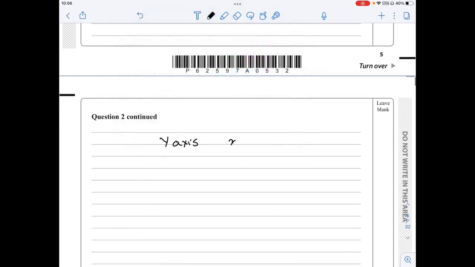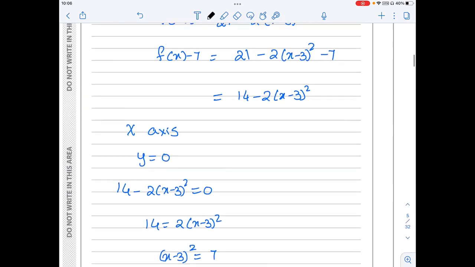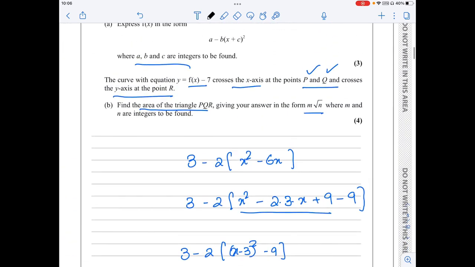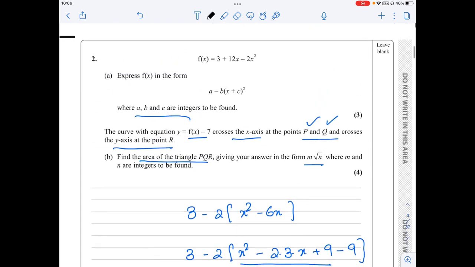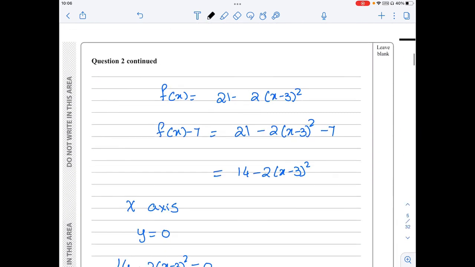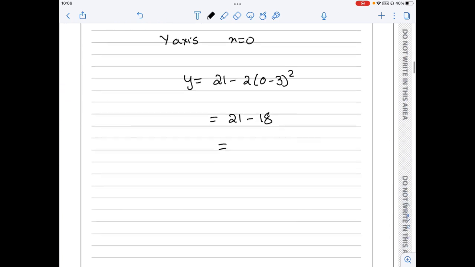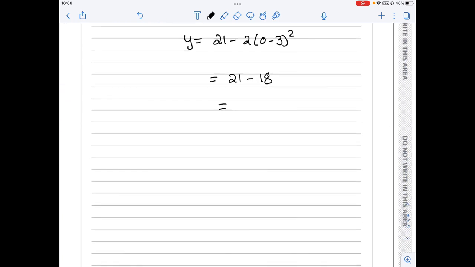Y-axis means x equals 0. So plug in x equals 0: 21 minus 2 (0 minus 3) whole squared, which is 21 minus 2 times 9, that is 21 minus 18. What does that become? Which is nothing but 3.